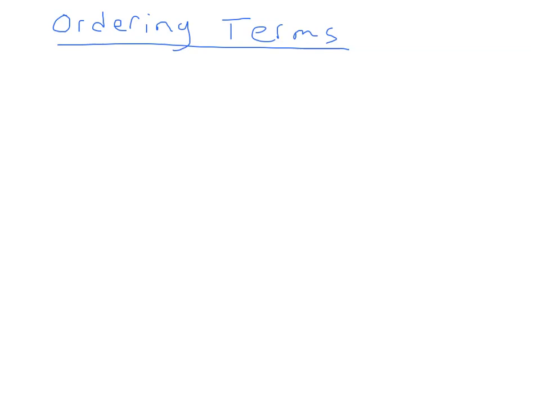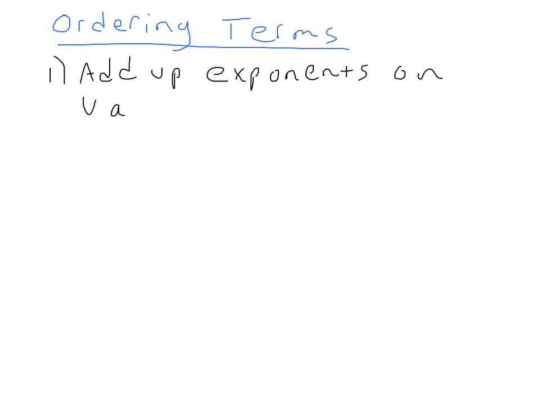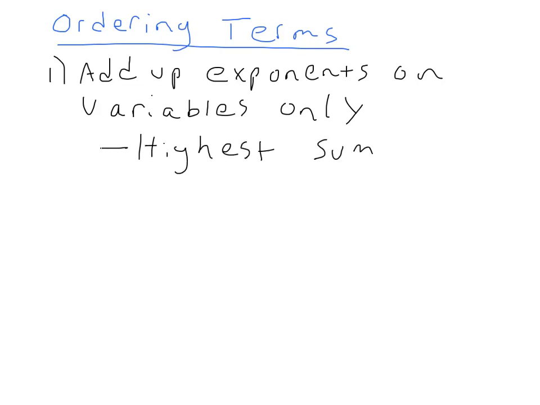Okay, the first thing that we need to do is add up exponents on variables only. Let me erase that. Okay? Now, here's the key on this. The highest sum goes first. And we'll give you examples to understand what that means.